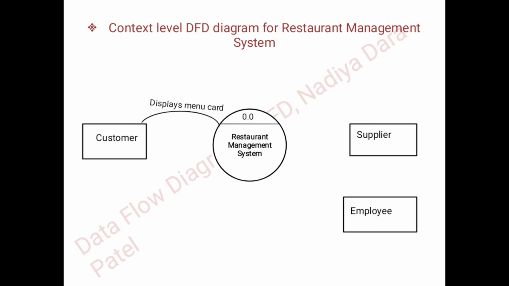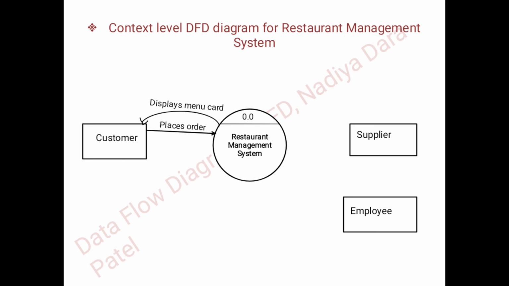Next is connecting them with the proper flow lines. Bi-directional arrow? No, you should not make use of bi-directional arrows. You should always make use of unidirectional arrows. So the arrow should have only one arrowhead, and do not forget to label them correctly. So here I have just drawn one arc and I have written displays menu card. So definitely the restaurant is going to display the menu card to the customer, properly arrowheaded.